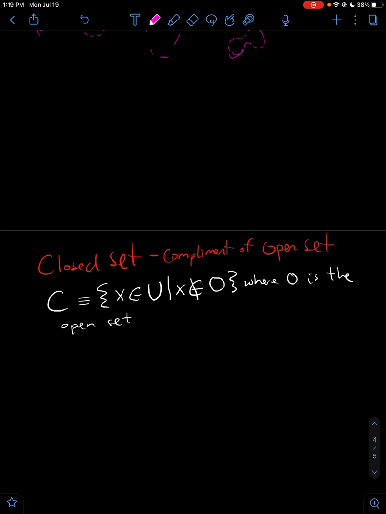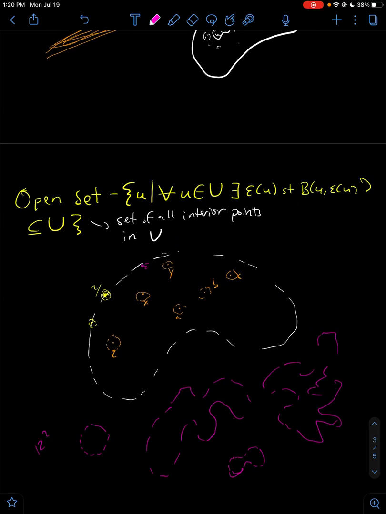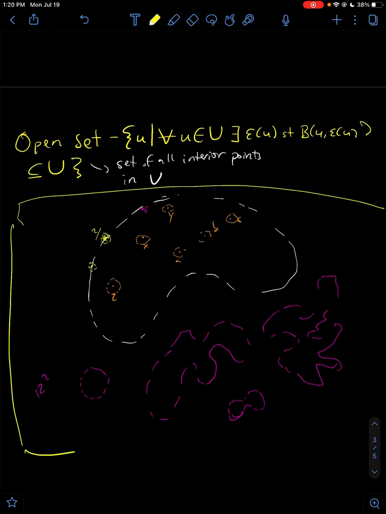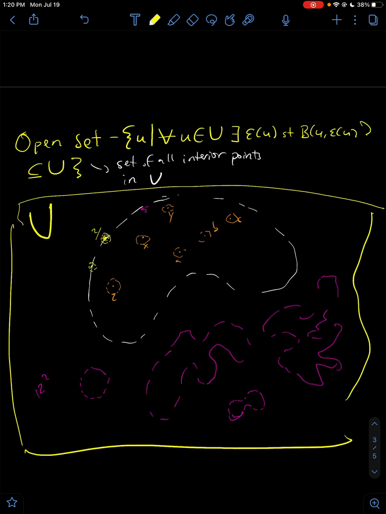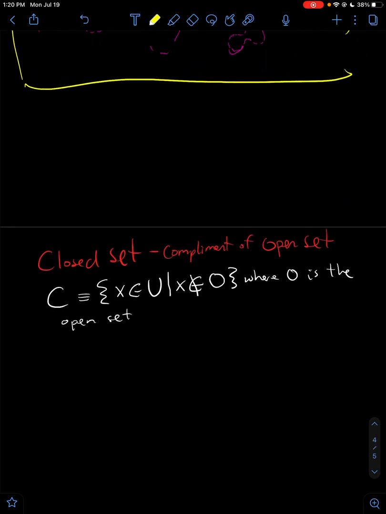So what is a closed set, you ask? Well, a closed set is pretty much the opposite of an open set. In other words, it's defined as a set of points x in U where x is not in O, where O is the open set. Okay, so basically all of these open balls I had existed in all these open sets, which existed in some space, big U.